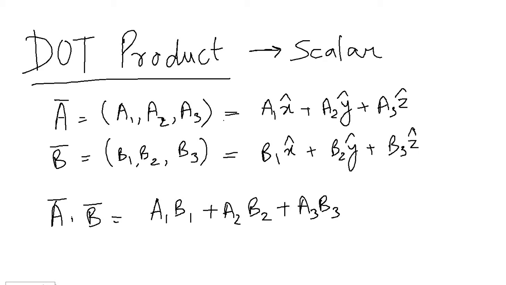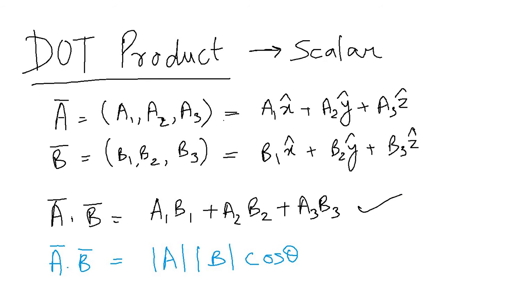but this formula is only useful when you know each component of the given vectors a and b. But if you do not know the components and instead you know the magnitude of the two vectors a and b, then the dot product is given by this formula, where the mods represent the magnitudes of the vectors a and b, and theta is the angle between the two vectors a and b. Now this was all mathematics.